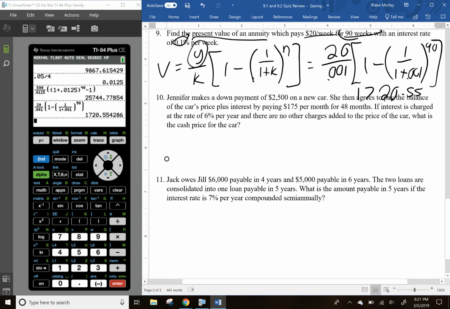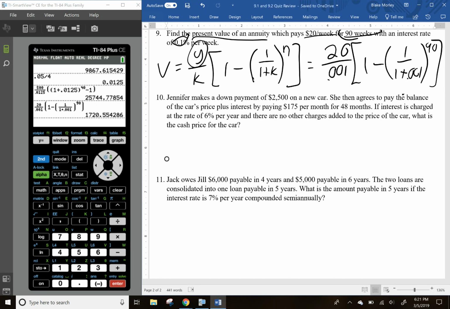All right, now we're almost done. 2 more problems. So Jennifer makes a down payment of $2,500 on a new car. She then agrees to pay the balance of the car's price plus interest by paying $175 per month for 48 months. If interest is charged at a rate of 6% per year and there are no other charges added to the price of the car, what is the cash price for the car?